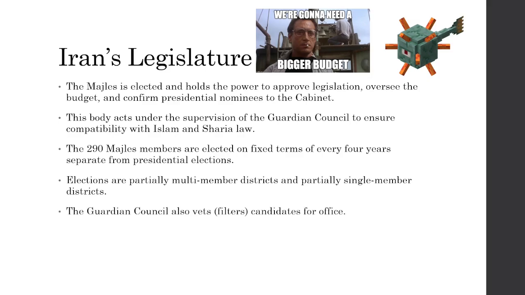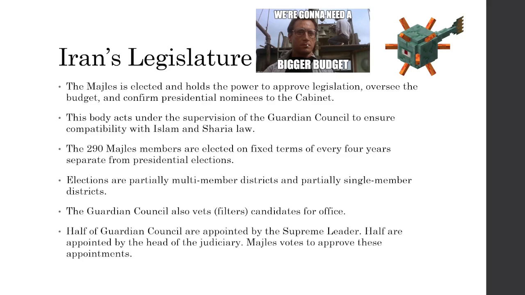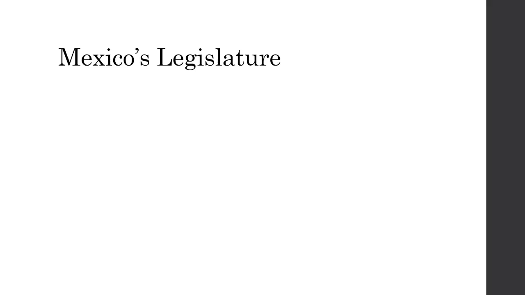The Guardian Council is also important because they will filter candidates for office. So not everyone can run. Joe Schmo cannot run. Now, half of the Guardian Council is appointed by the Supreme Leader, and half is appointed by the head of the Judiciary, who is selected by the Supreme Leader. And the Majles have a role in this because they will vote and approve of these appointments. So they're not going to initially select the members. That's the job of the head of the judiciary and the supreme leader. However, the Majles will vote and say, okay, they're okay. They're Muslim enough. Essentially, that's what they're doing.